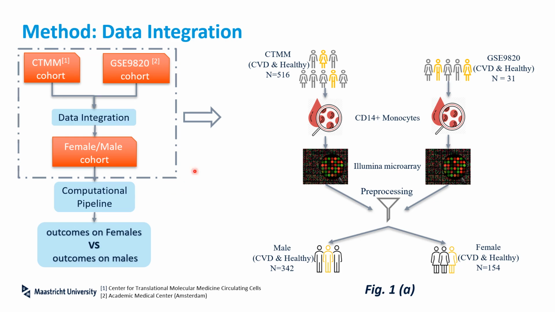For the first step, we merged the CTMM and the GSE9820 cohort for increasing the number of healthy controls. Both of these two cohorts are Illumina microarray data, which were extracted from CD14 positive monocytes of cardiovascular disease patients and healthy subjects after a series of pre-processing procedures such as transformation, normalization, and outlier detection, in total of 496 samples, including 342 males, 154 females were used in this study.